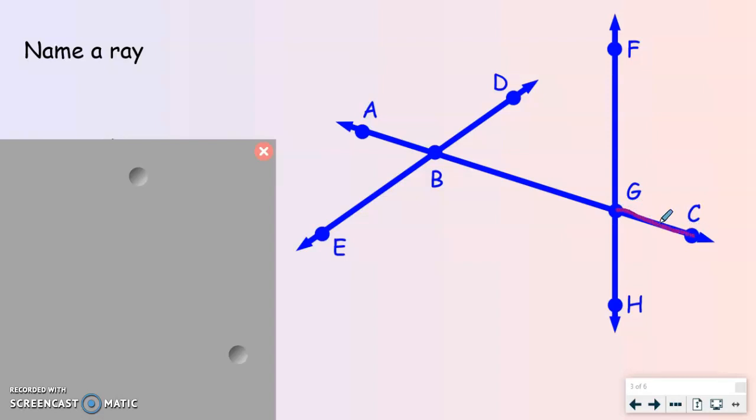So this would be a ray because I have an endpoint here and I have an arrow coming out the other side. So I would say this is ray GC. Ray GC. Go ahead and pause the video and see if you can find another ray.